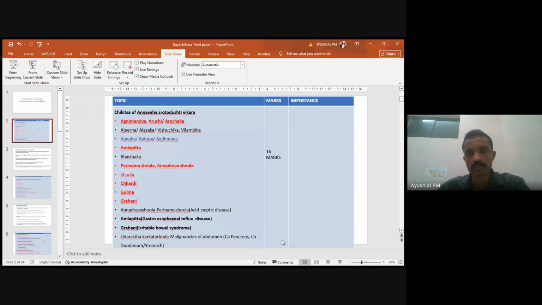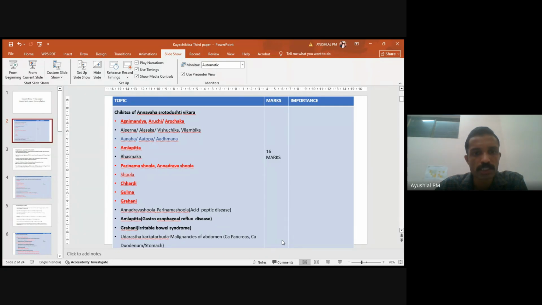It starts from Anavasrodhushti Vikaras. So the maximum marks covered in Anavasrodhus is 16 marks. Okay. So we will discuss every topic like this, based on the Srodhas and how many marks it holds. So again, it's 16 marks. Anavasrodhus are going to come.